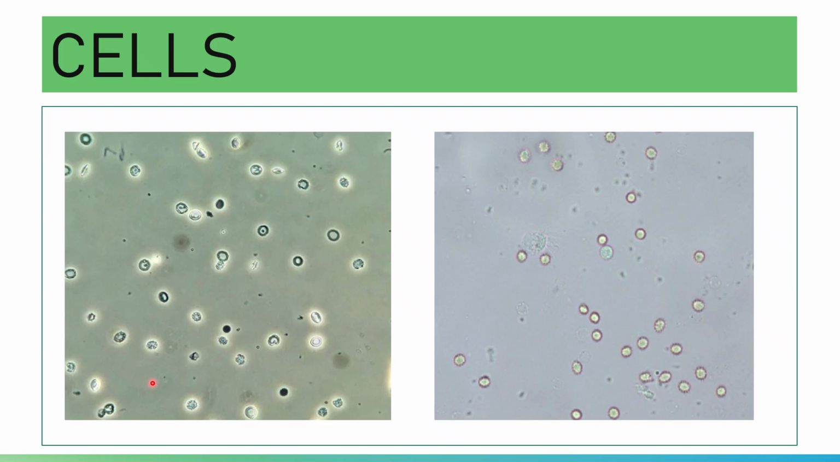Please do not confuse your crenated red cells with WBCs. Your WBCs have granules inside. Again, your crenated red cells do not have granules inside. It is just because of the crenation that they appear to have granules.